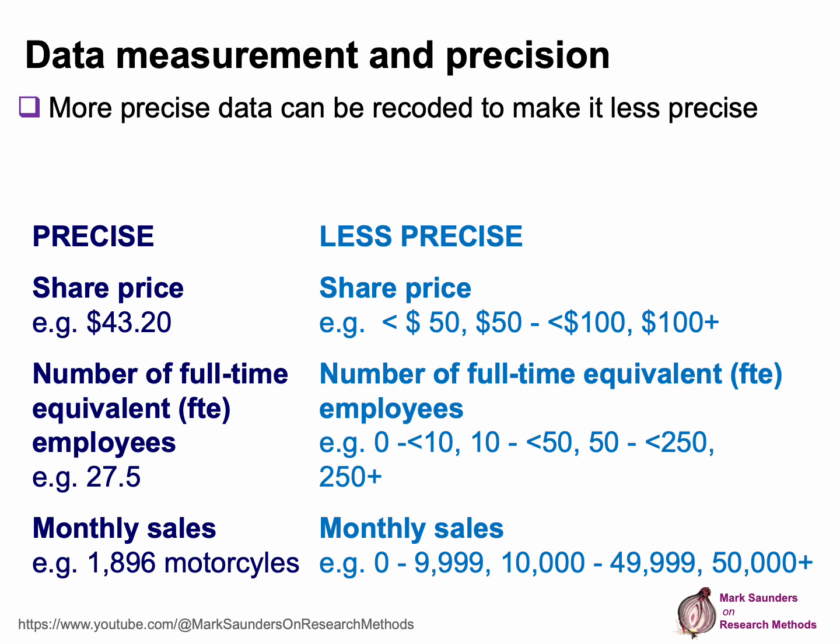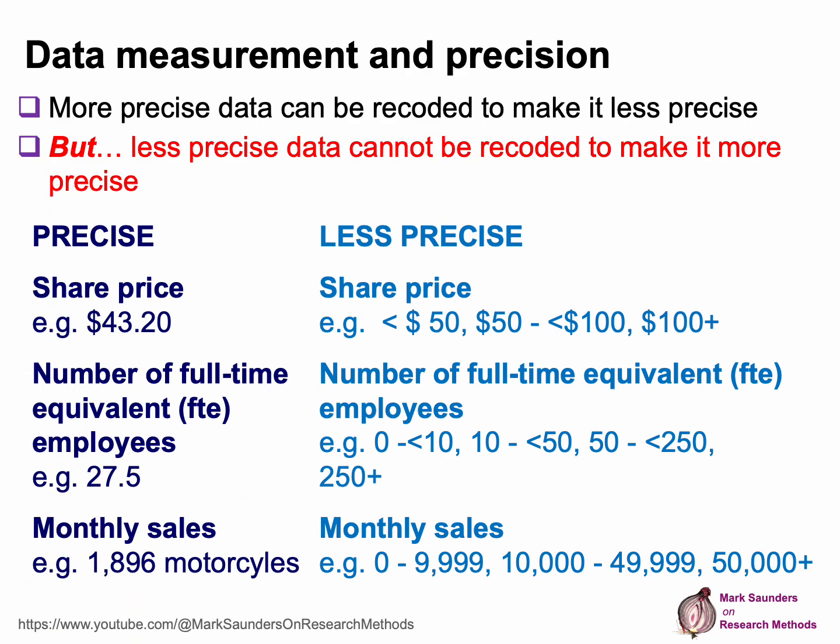So in each case we've made these data less precise. However, if we were to collect the data as on the right hand side of the screen, we would not be able to turn it into more precise data. So this only works one way.